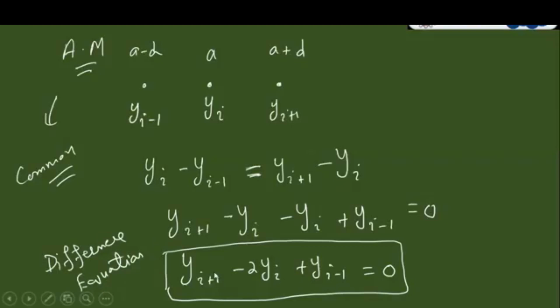Because this is the rule: if I can find those three consecutive values, y_{i-1}, y_i, y_{i+1}, whose consecutive differences are the same. So this is an arithmetic equation, in our case, a difference equation. At the lower level, we represent it in this form.